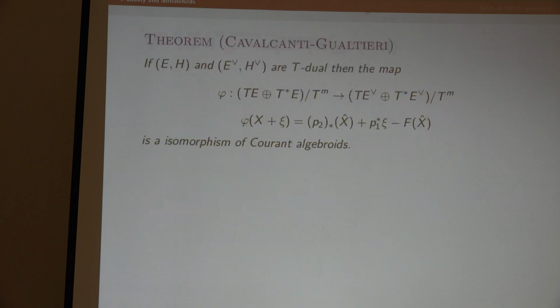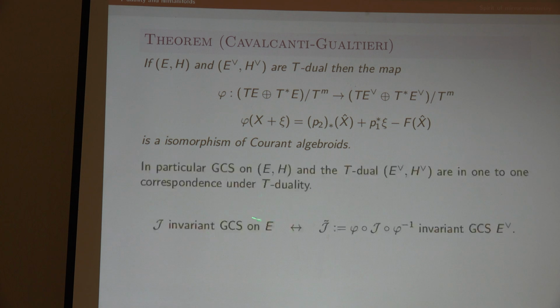And there is a theorem from Gil Cavalcanti and Marco Gualtieri. If you have T-dual pairs, this map is an isomorphism of Courant algebroids. In other words, you can send sections of this bundle to sections of this bundle. And then we can transport the generalized complex structure from E to E check.